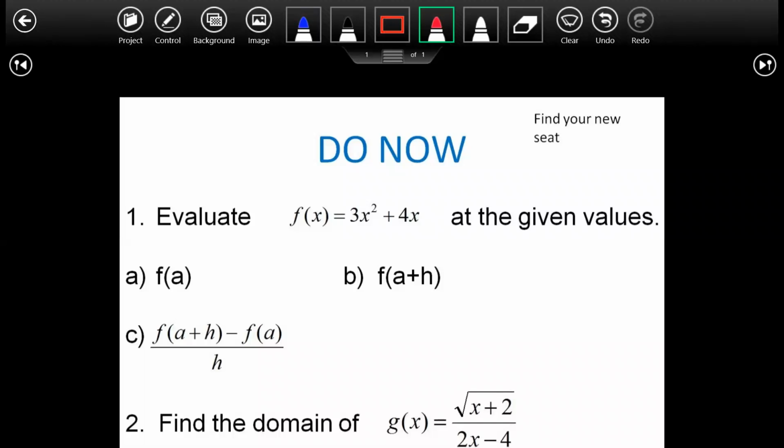Looking at our first one here, we want to look at the values we're inputting. We're using the f of x function. We're going to plug this value in, and we should get 3a squared plus 4a.